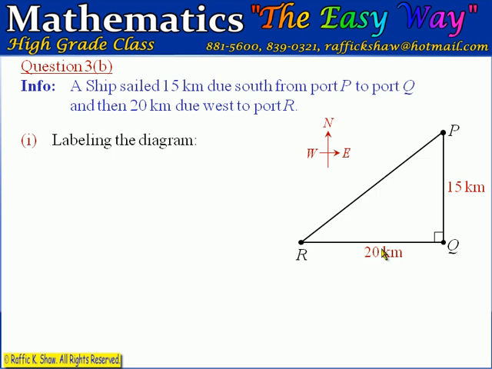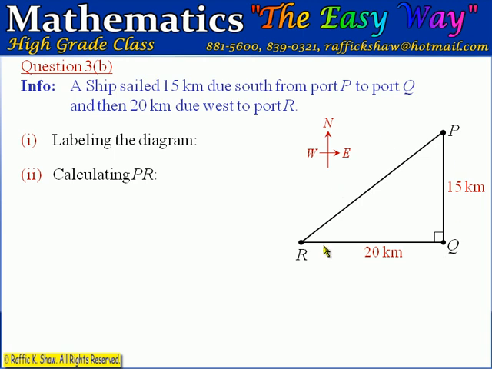So here we have a right angled triangle with this side 15 kilometers, this side 20 kilometers. This is our right angle, and hence this side PR is our hypotenuse. And part 2 is asking us to calculate this side, the hypotenuse.